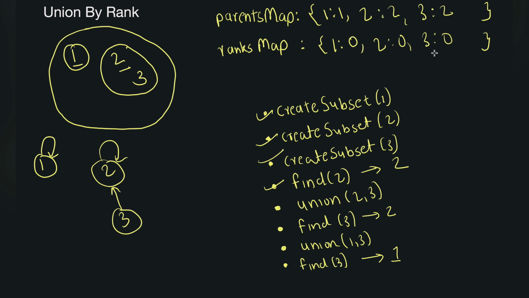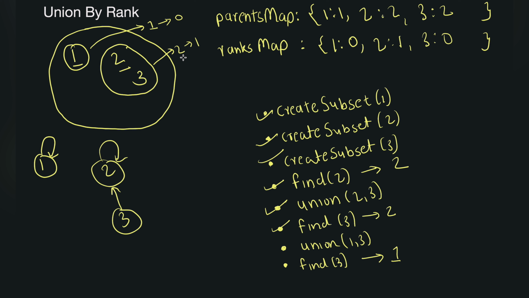And since we made 2 the new parent, we'll increase its rank from 0 to 1. Now when you do find of 3, it will give you 2. Now when we have to do union of 1 and 3, we'll first see what is the parent of 1, that is 1. We'll see what is the parent of 3, parent of 3 is 2. We'll see what is the rank of 1, rank of 1 is 0, the rank of 2 is 1.